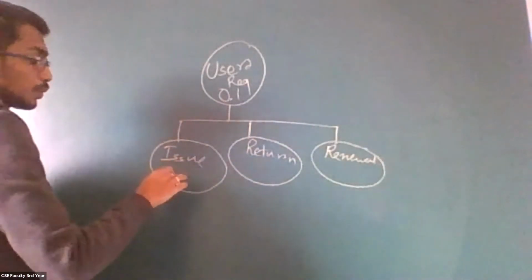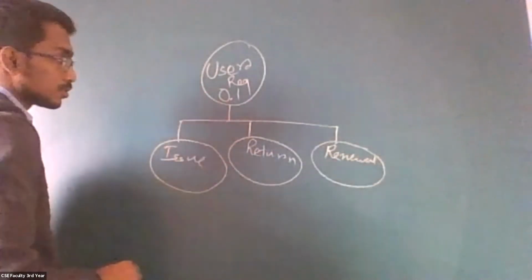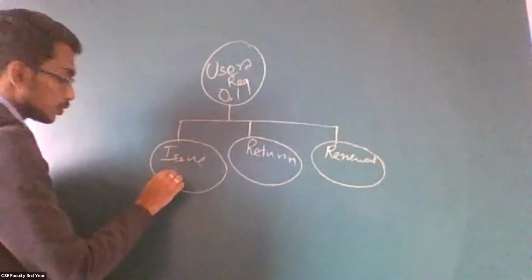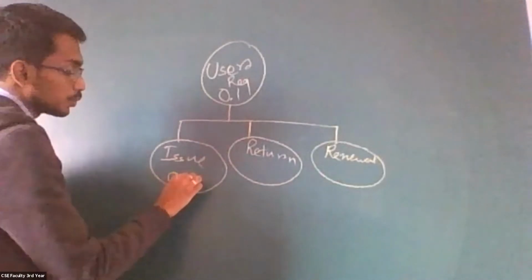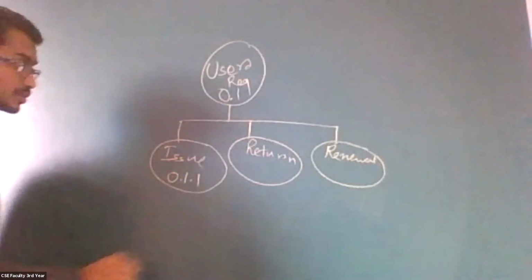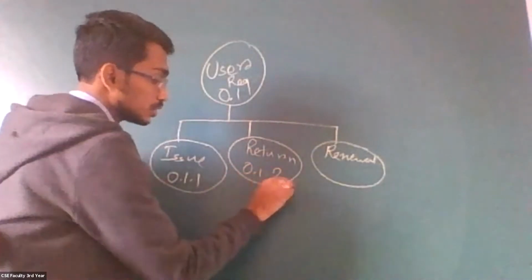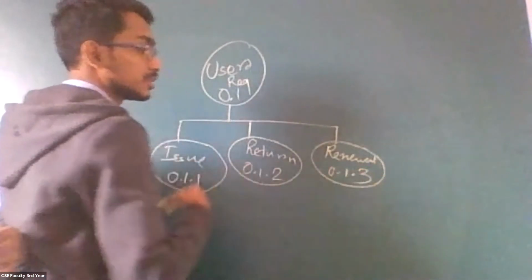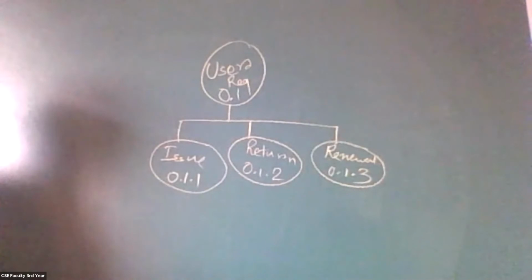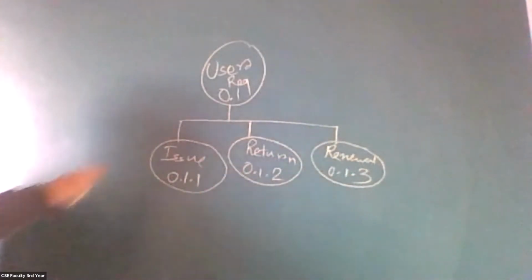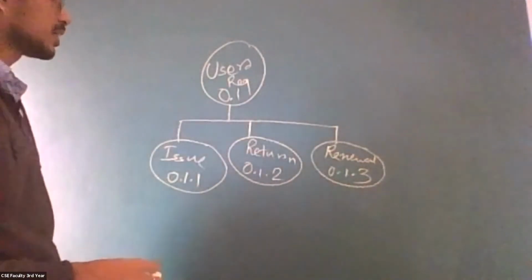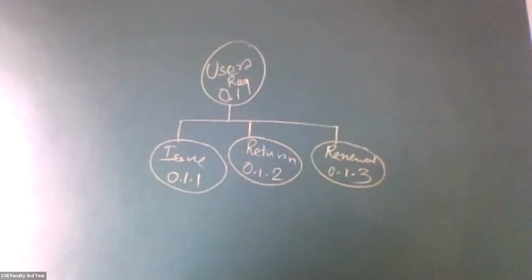For issue, we need to mention the number of each sub-process also. As this sub-process is for the 0.1 process, we'll mention it as 0.1.1, the first sub-process, 0.1.2, the second one, 0.1.3 for the third one. We need to mention the numbers of the processes. Okay, is that clear? Yes, sir. Okay.